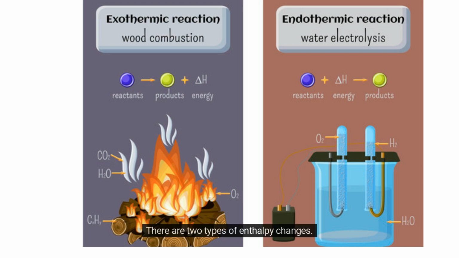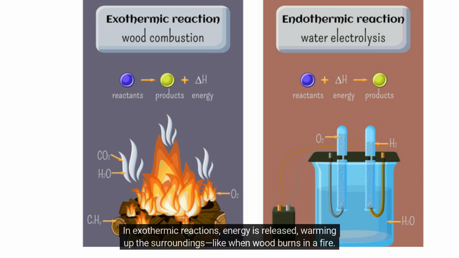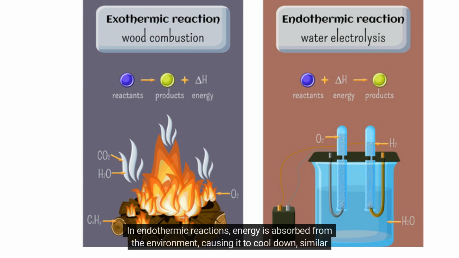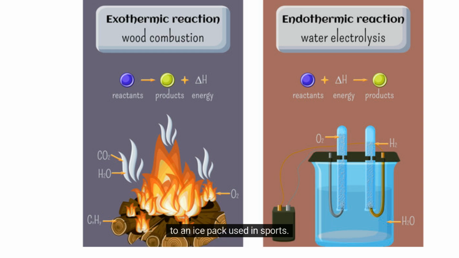There are two types of enthalpy changes. In exothermic reactions, energy is released, warming up the surroundings, like when wood burns in a fire. In endothermic reactions, energy is absorbed from the environment, causing it to cool down, similar to an ice pack used in sports.